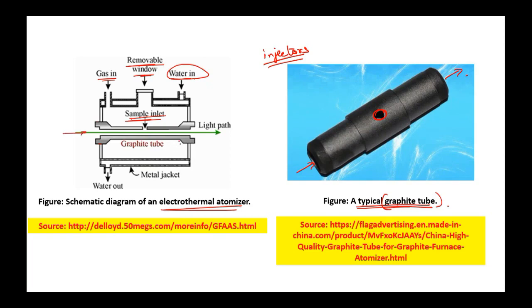Then the sample is heated, and after being heated, we pass the light from one end and we measure the light intensity or the light spectrum at the other end. In this way the electrothermal atomizer works.